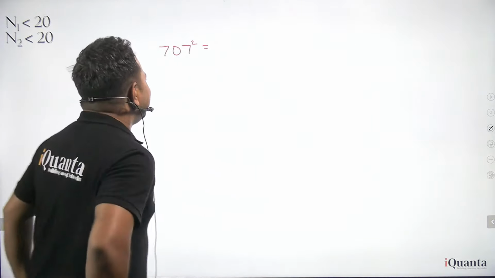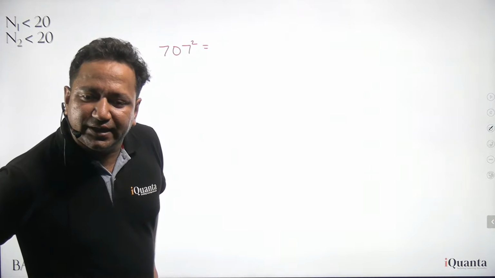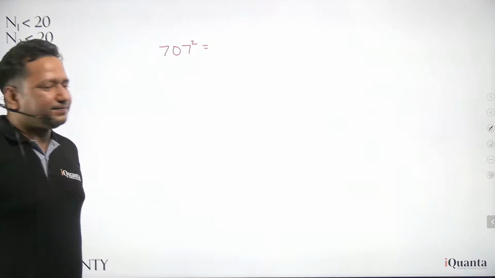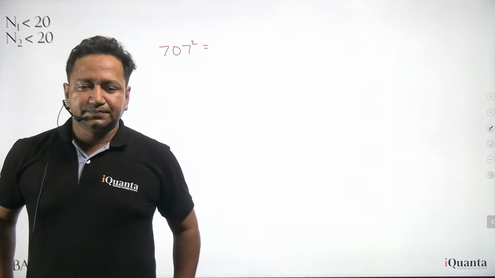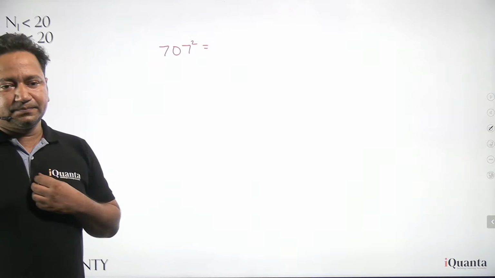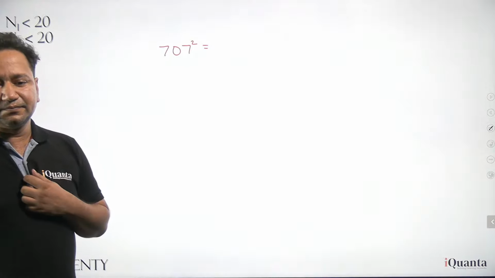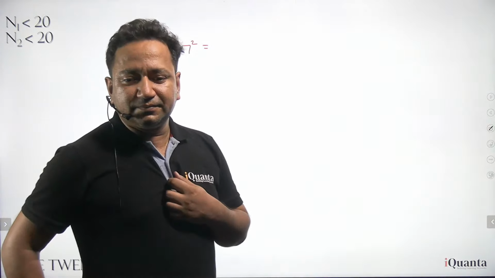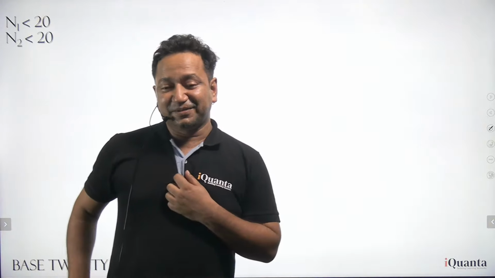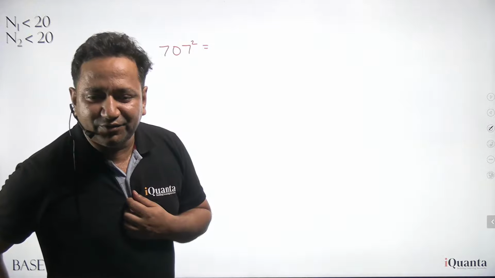Right. 707 square. What is the answer? Abhijit says 499849. Okay, okay, very good. 499849 is the correct answer.